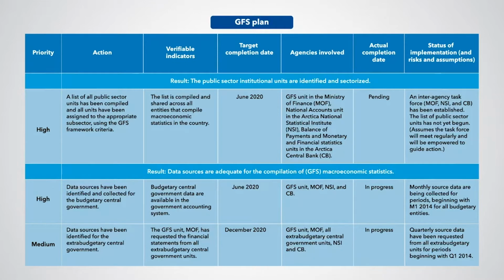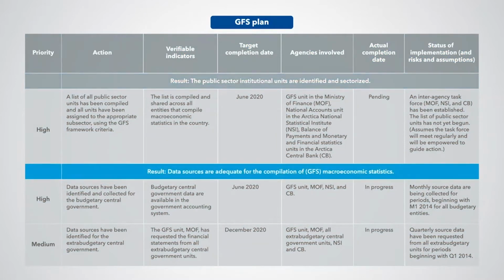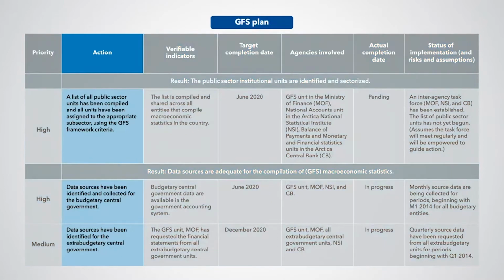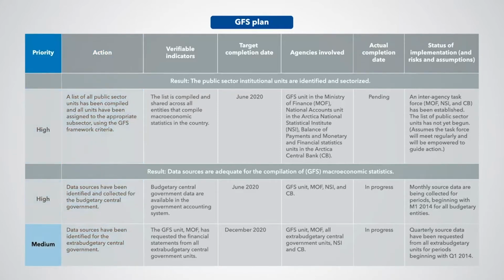Note that the illustration in the table only refers to two high-level results on institutional coverage and source data, respectively. For each high-level result that is being targeted, the table should have at least one specific concrete action, but may have several actions. In our table, the second result on source data has two specific actions for the budgetary and extra-budgetary central government, respectively. Each specific action should be associated with a high or medium priority, shown in the first column. Low priorities would not make it into the table.